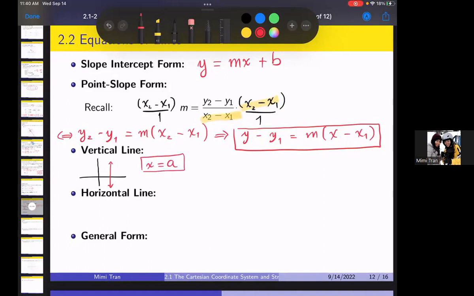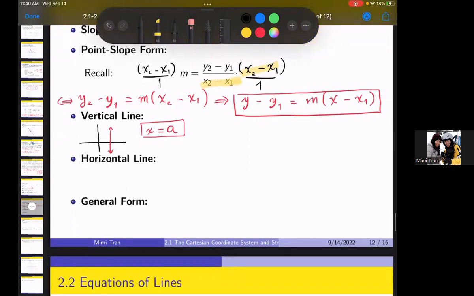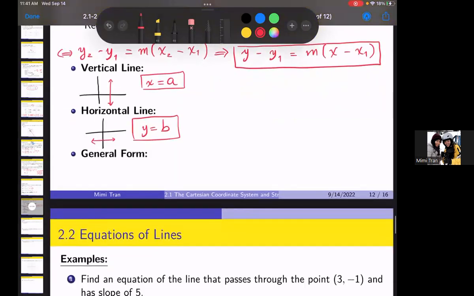What is the equation of a horizontal line? Y equals b. And last but not least, the general form. It looks like this: ax plus by plus c equals 0, where A, B, and C are just real numbers.